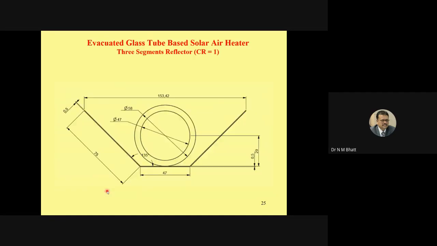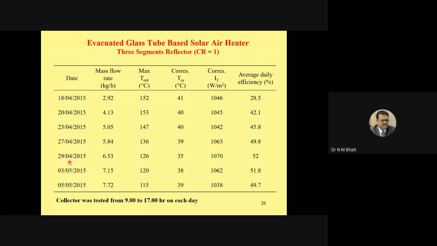The rest is the same. Of course, here the air tube and turbulator are not shown. Only the fundamental geometry is explained. So this collector was tested for 7 different mass flow rates.